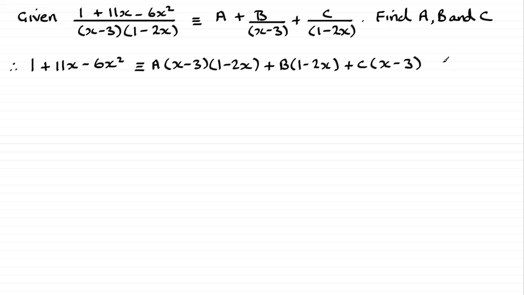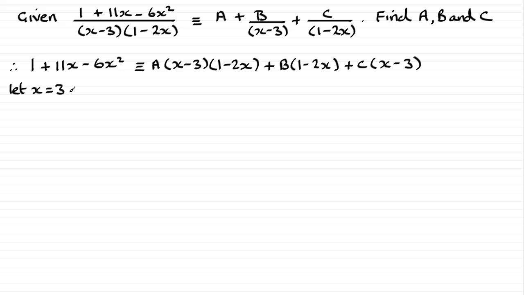Okay, so all we need to do now is just pick appropriate values for x. And it's good to just make each of these brackets equal to 0. So if we were to take this bracket, make it equal to 0, then x would equal 3. So let's start with that. Let x equal 3.